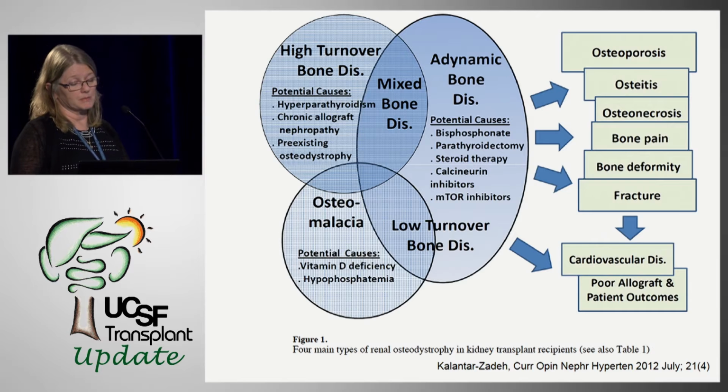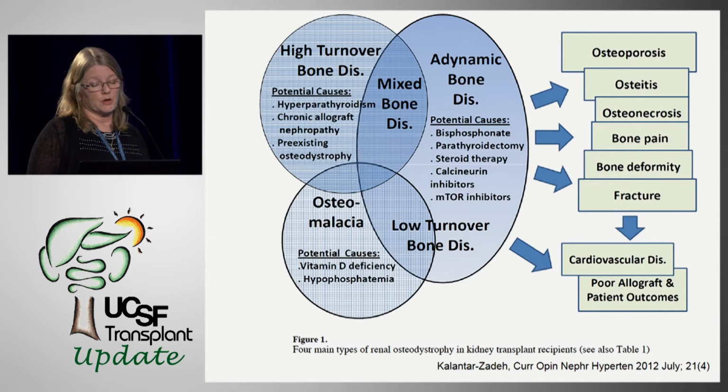There is mixed disease, but the vast majority of people have adynamic bone disease, and what contributes to that is concerning. We're going to talk a little bit about bisphosphonates, because that seems to be associated with adynamic bone disease. History of parathyroidectomy, where PTH is undetectable. Chronic steroid therapy, calcineurin inhibitors, mTOR inhibitors, that data is not nearly as clear.